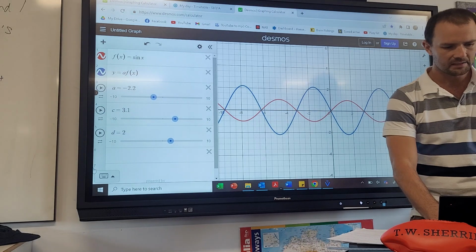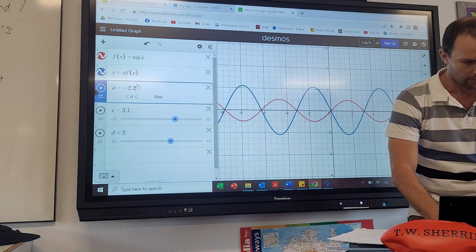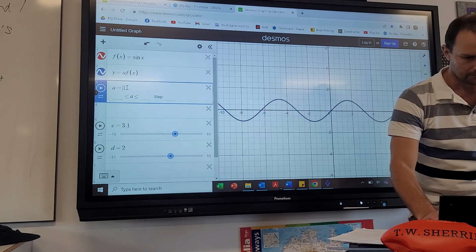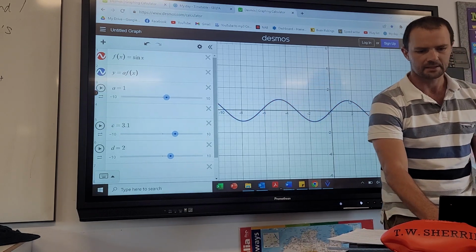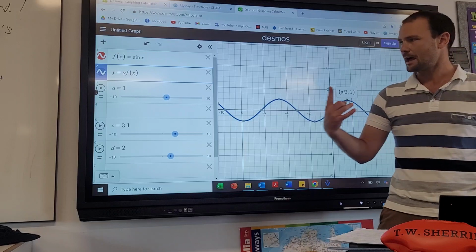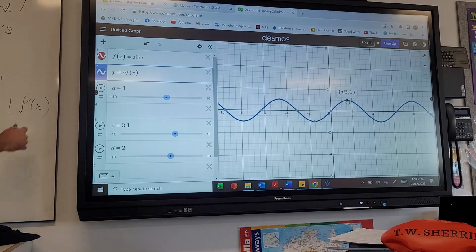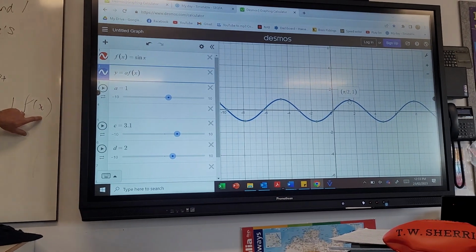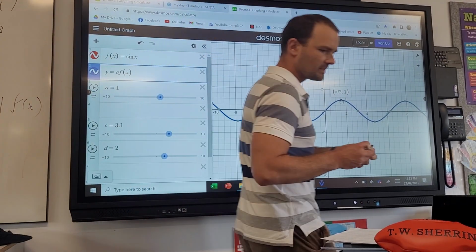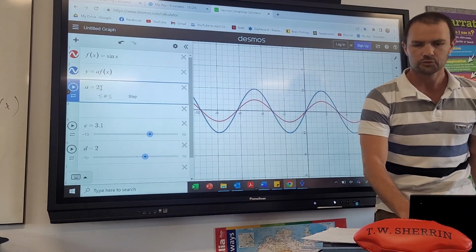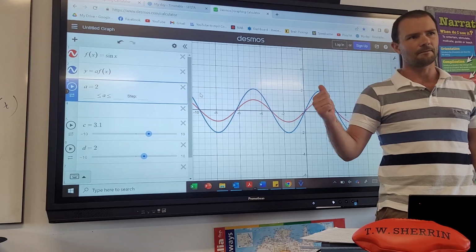So when a is 1, if I can just set a as 1 there, you can type it, that helps. If a is positive 1, it's the same function. Why is that? Because if I have 1 f of x, all it means is 1 times f of x. But then let's look what happens if I set it as 2. If I set a as 2, we've got 2 times f of x.